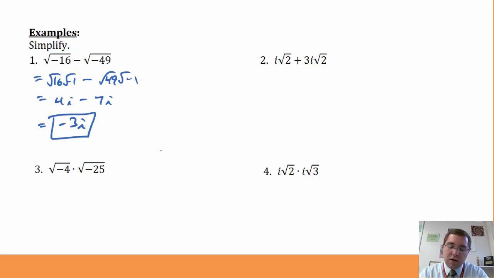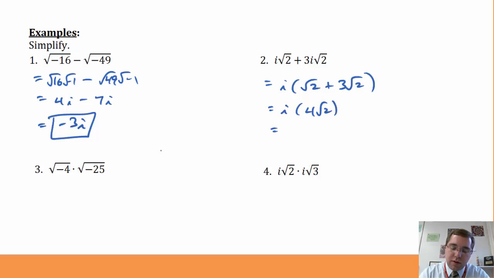Number 2. i times the square root of 2 plus 3i times the square root of 2. Okay? So I can factor out an i. And I have the square root of 2 plus 3 times the square root of 2. So really what I have is i times 4 square root of 2, or 4i square root of 2.